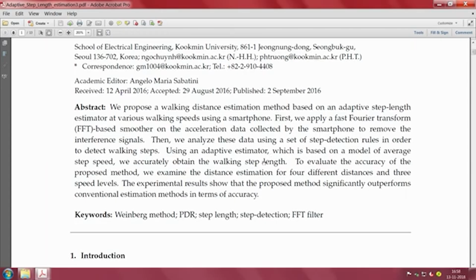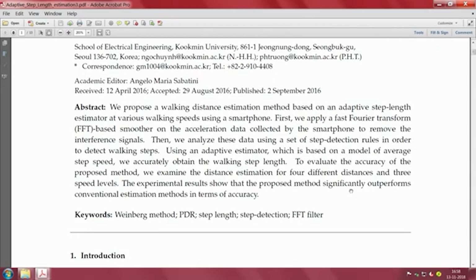We accurately obtain the walking step length. To evaluate the accuracy of the proposed method, we examine the distance estimation for 4 different distances and 3 speed levels. As usual, the claim is that the experimental results show the proposed method significantly outperforms conventional estimation methods.